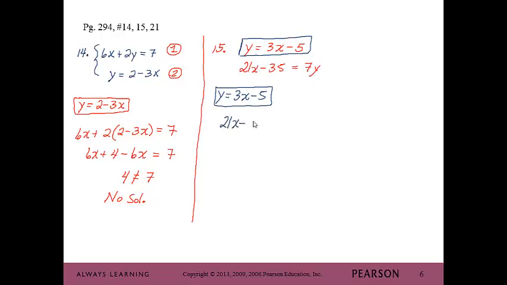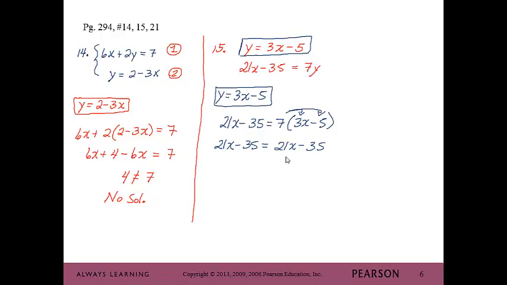So we have 21x minus 35 equals 7 times 3x minus 5. Now we get to solve for x. So we still have 21x minus 35 equals, distribute the 7 inside, and we get 21x minus 35. Now notice that the left side equals the right side. However, let's keep working this out.